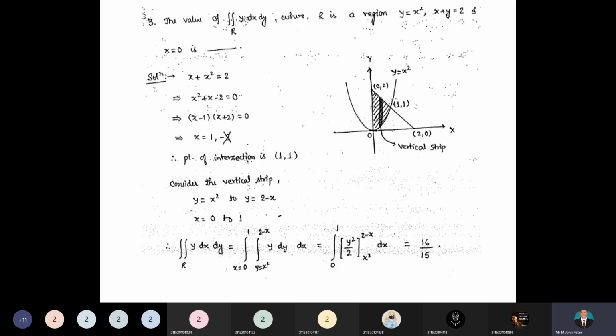So the straight line intersects the x-axis at (2, 0) and the y-axis at (0, 2). Join those two points and you will get the shaded region given in your problem. They take the first quadrant, in which we are going to integrate. From that, we have to identify the limits.